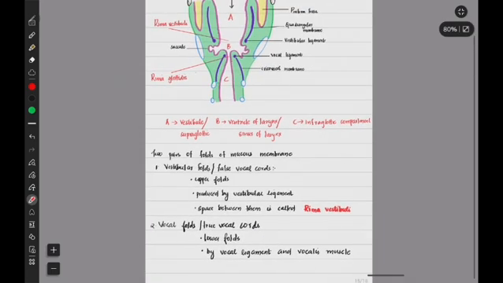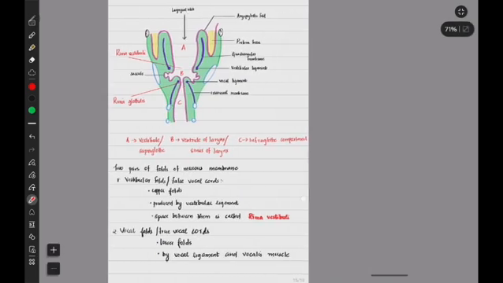Then the vocal folds. These are the vocal folds or true vocal cords. These are the lower folds, formed by the vocal ligament as well as the vocalis muscle. So these are the folds.